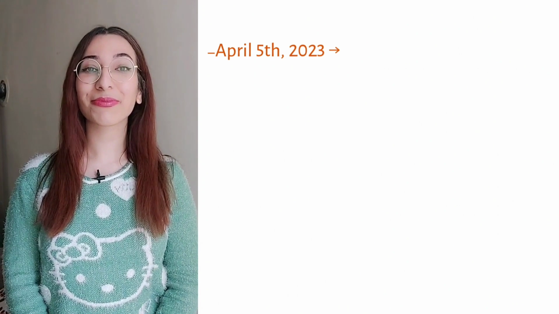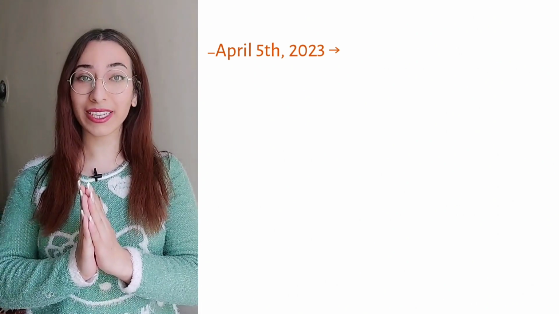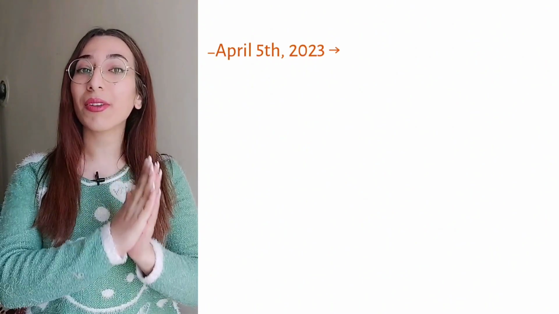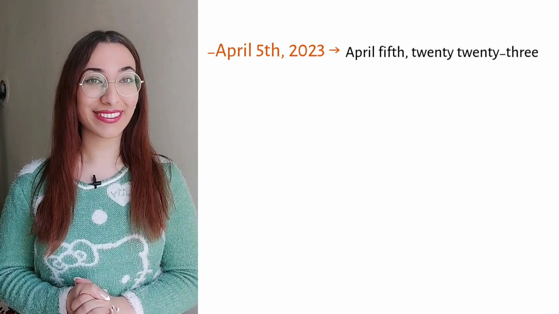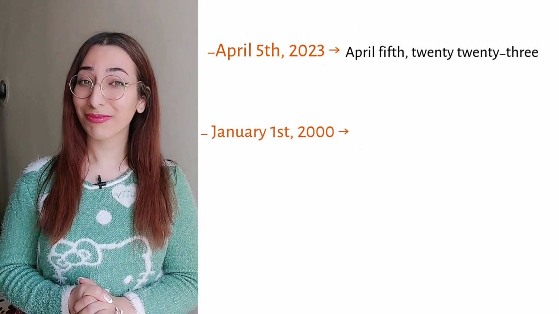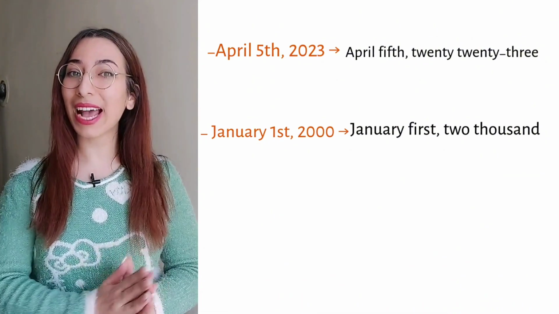Finally, let's put it all together. When talking about dates, we say the day, the month, and the year. For example, how do you read this date? April 5th, 2023. Look at the next one. January 1st, 2000.